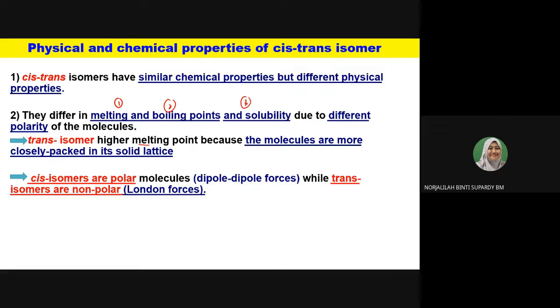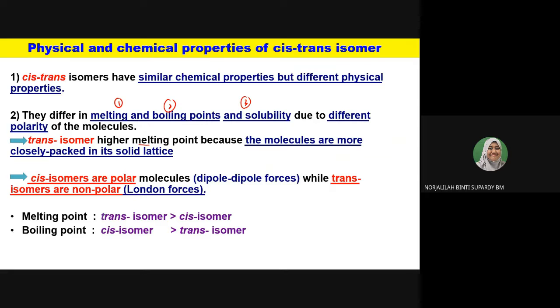So it shows the dipole forces are stronger van der Waals forces. So dipole forces are stronger than London forces. When dipole forces are stronger than London forces, more energy is needed to overcome the intermolecular forces. Thus the boiling point of the cis isomer is higher than the trans isomer. So these two physical properties you need to remember.